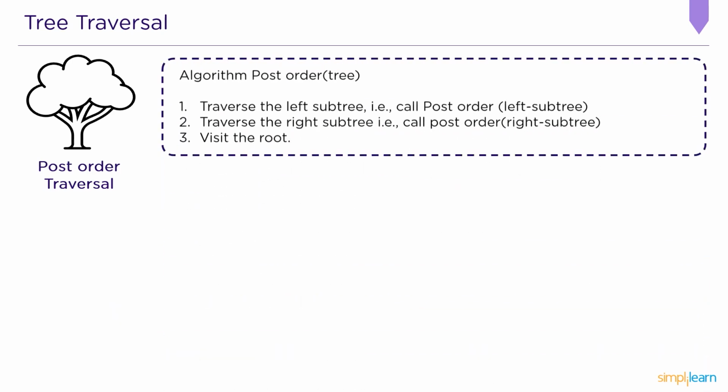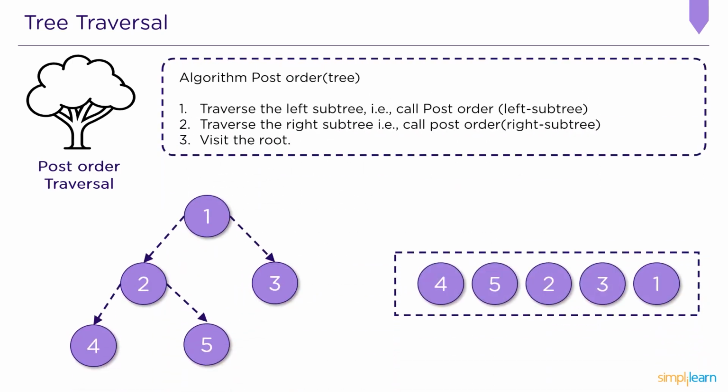Finally, we have the post-order traversal. In post-order, we first traverse the left subtree, then the right subtree, and finally the root node. For a better understanding, here is an example of post-order traversal. Let us look at a code demonstration for tree traversal with pre-order, in-order, and post-order.